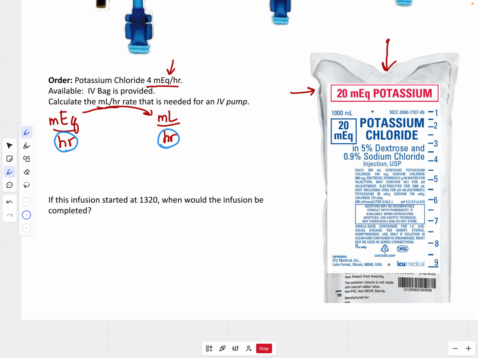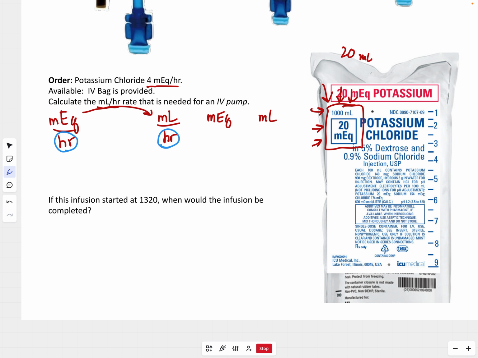If I look at my numerators, I have to get from milliequivalents to milliliters. That is not a conversion to memorize. That is coming from our bag. So this right here, too many arrows. Let me get rid of some of these. There we go. So the strength of the IV bag that we are hanging, there are 20 milliequivalents in this bag of 1,000 milliliters. That needs to be used in this problem. That is the conversion that we need to use to go from milliequivalents to milliliters.